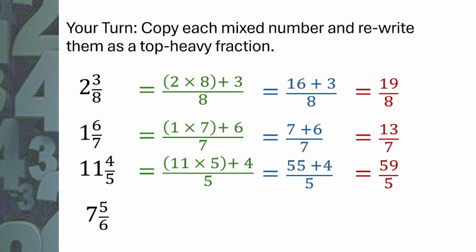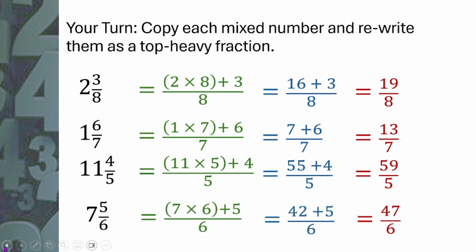Question 4. 7 times 6 is 42. 42 plus 5 is 47. Our final answer, 47/6. So please do take the time to check your answers against those on the screen. Hopefully you managed to get some of these questions or all of these questions correct. If you didn't, then I hope you can see where you went wrong and how you can improve.